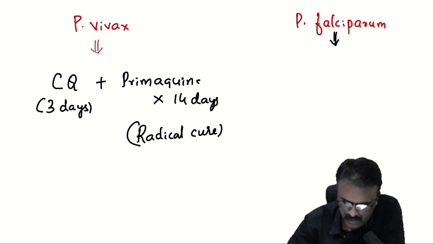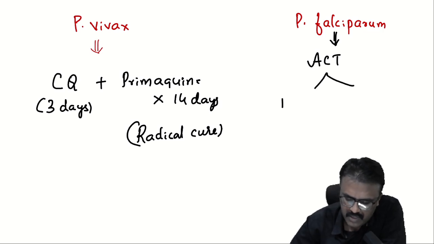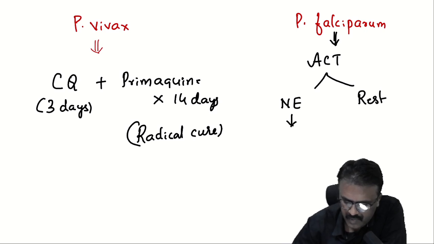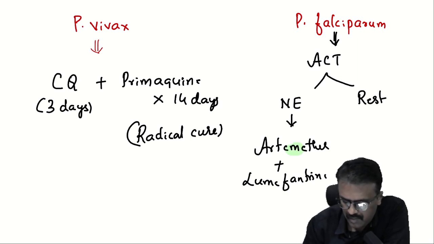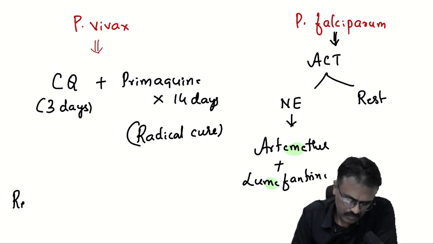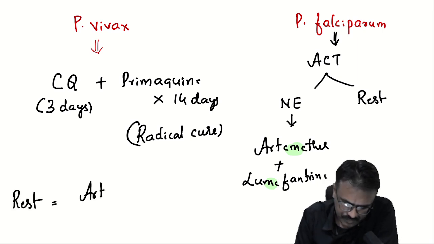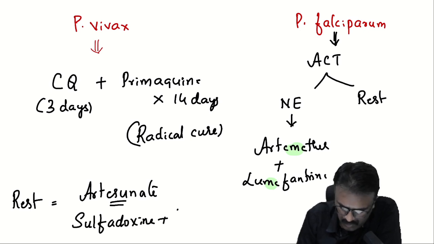Falciparum, we use artemisinin combination therapy. It depends on which part you are treating, northeast or rest of India. Northeast, we use the combination called artemether plus lumefantrine. Remember as me, Rumi, Artemi. Rest of India, I'll write here. You give artesunate. Remember SU, plus sulfadoxine pyrimethamine combination.